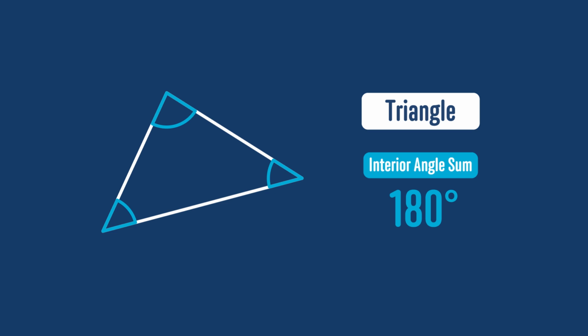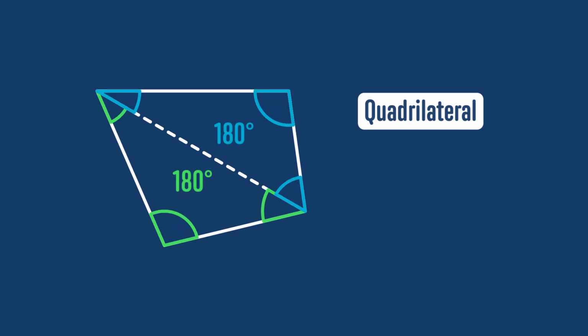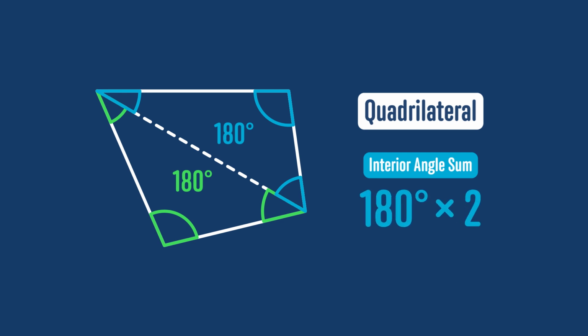So let's think about the next simplest shape after a triangle, the quadrilateral with 4 sides. We can split any 4-sided shape into 2 triangles by drawing a line from one vertex to the opposite vertex like this. Since each triangle has angles adding up to 180 degrees, the quadrilateral's interior angles must add up to 180 times 2, or 360 degrees.